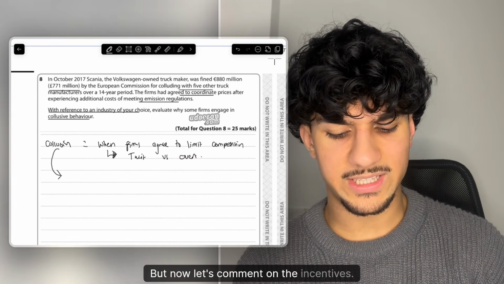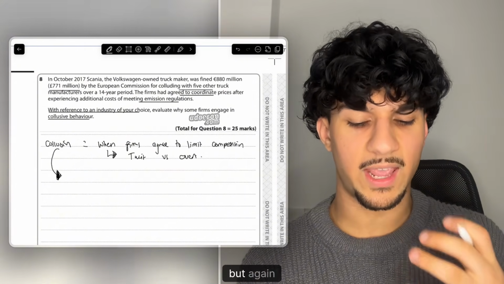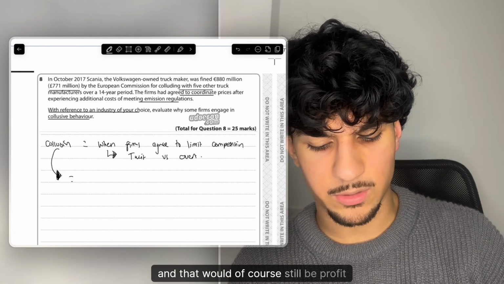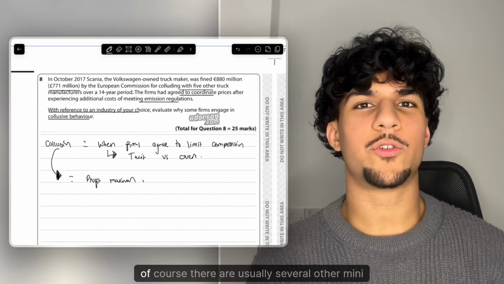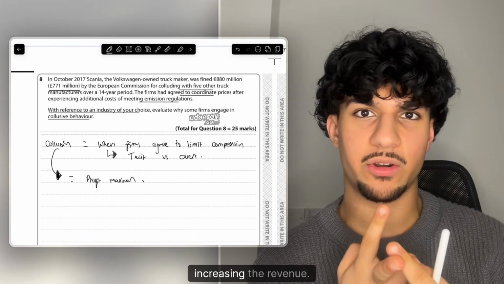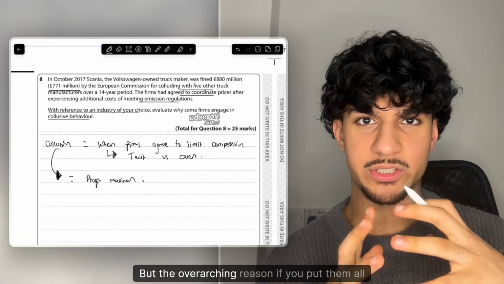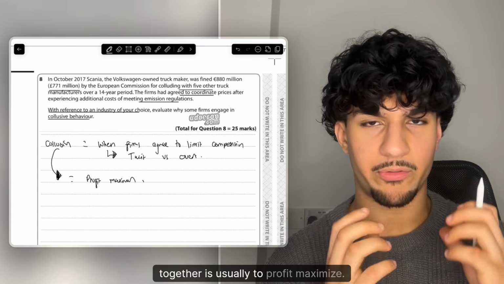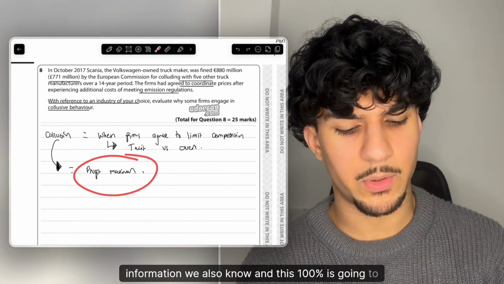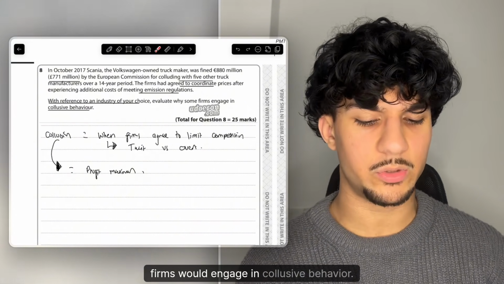But now, let's comment on the incentives. Why do firms turn to collusion? There are lots of mini objectives within this, but very simply, what is the overarching reason that firms collude? That would, of course, still be profit maximization. There are usually several other mini objectives within this, such as reducing costs, increasing revenue, and reducing uncertainty, which are all reasons why firms collude, but the overarching reason, if you put them all together, is usually to profit maximize. Also, let's try linking the other bits of information we know, and this 100% is going to be one of my main paragraph points to address the question, as it is one of the main reasons why firms would engage in collusive behaviour.